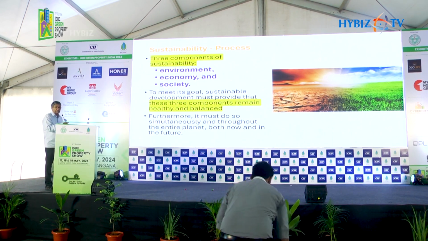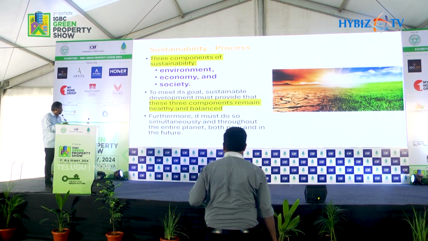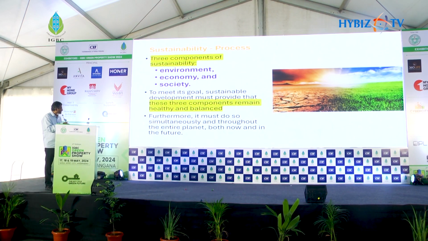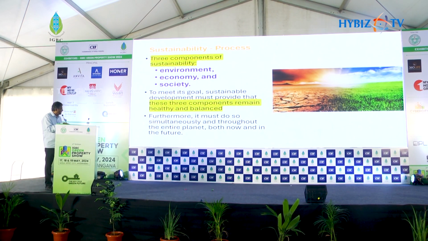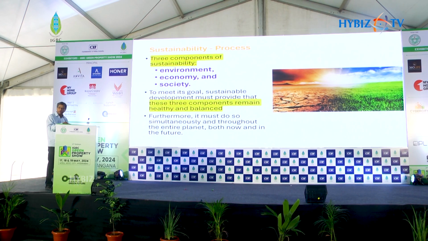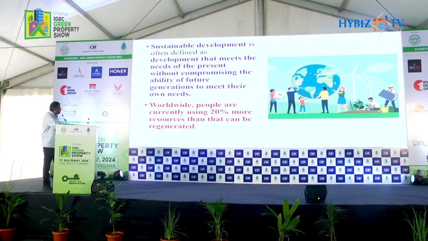Three components of sustainability are environment, economy, and society. To meet its goal, sustainable development must provide that these three components remain healthy and balanced. Furthermore, it must do so simultaneously and throughout the entire planet, both now and in the future. Sustainable development is often defined as development that meets the needs of the present without compromising the ability of future generations to meet their own needs.